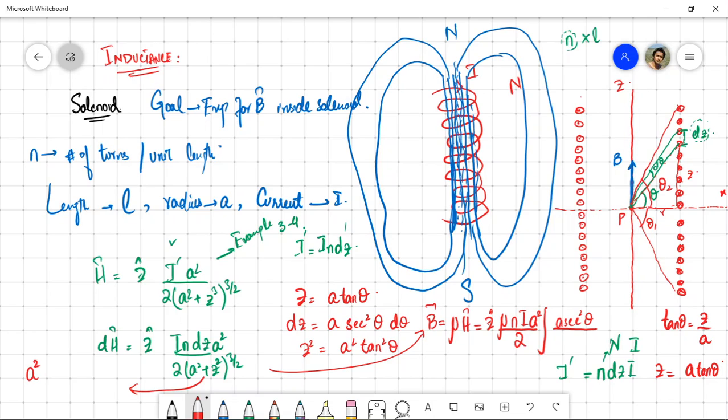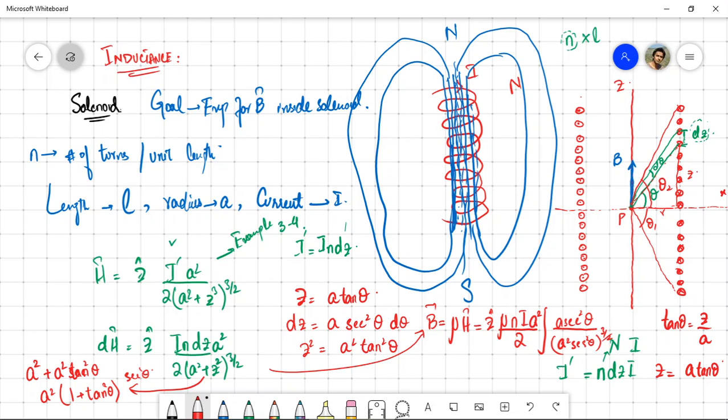So let's use this first. A square plus a square tan square theta, what we're doing here is that we're putting the value of z. So a square plus a square tan square theta, if we take a square common, then we have 1 plus tan square theta, and we know that we can write it as secant square theta. So below, in the denominator, we can write this as a square secant square theta, and then we have 3 by 2.